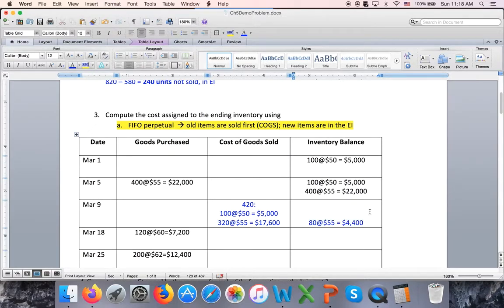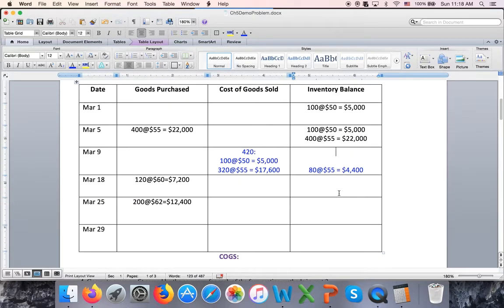By the way, guys, my physical flow and my accounting flow of inventory don't have to coincide. It doesn't matter how I physically actually sell it in the store. It doesn't have to coincide with which method I use on my books.